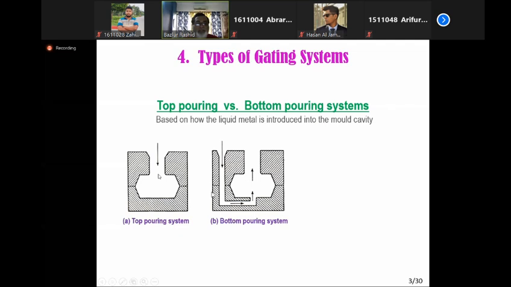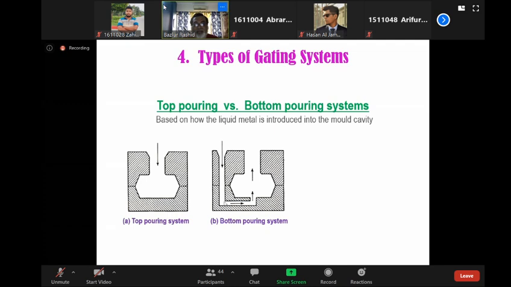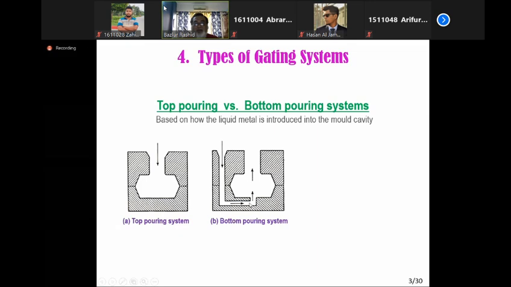So top pouring means liquid metal is poured directly into the mold cavity, and bottom pouring means we are entering the liquid metal through the gating system from the bottom of the casting, so from the bottom of the mold cavity. For the time being, just ignore this part. This is the feeder; we'll design it later on. So here, liquid metal is poured through the feeder onto the mold cavity. And here, we are pouring the liquid metal from the bottom of the casting. This is called bottom pouring system or bottom gating system, and this is called top pouring system or top gating system.